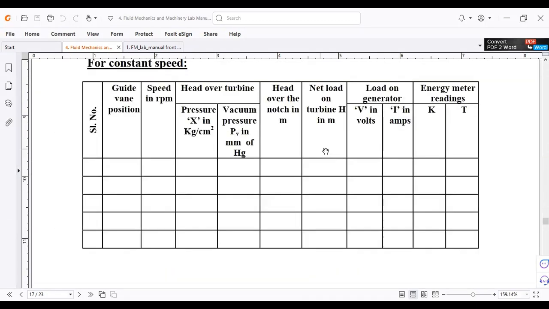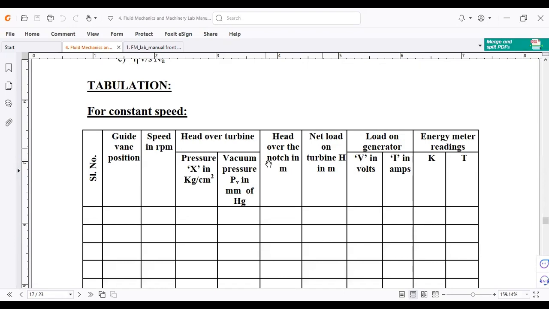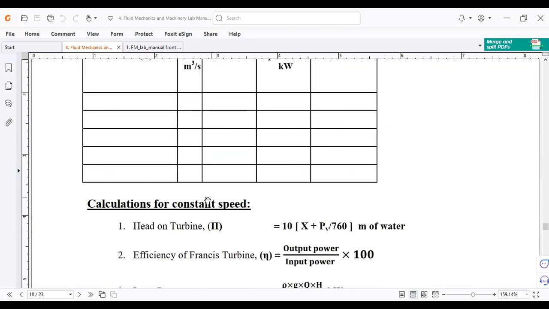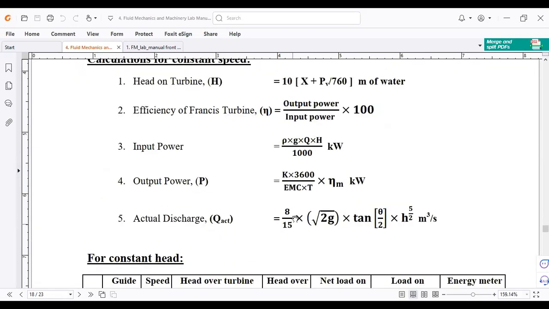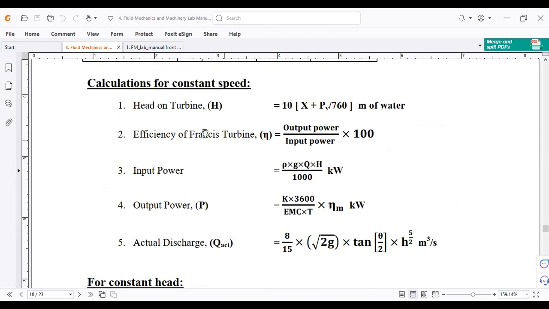Q actual can be calculated using the head over the notch, and the equation is very simple, used so many times. This is the equation used to find the actual discharge, and the head of the turbine is over. Then input power can be calculated by using rho q g h. We know the discharge, and h is the head of the turbine. Rho is the density of water, 1000, g is the acceleration due to gravity, 9.81, divided by 1000 to convert it to kilowatts.